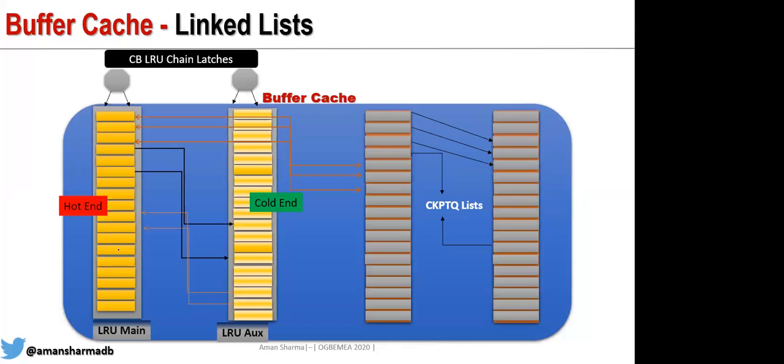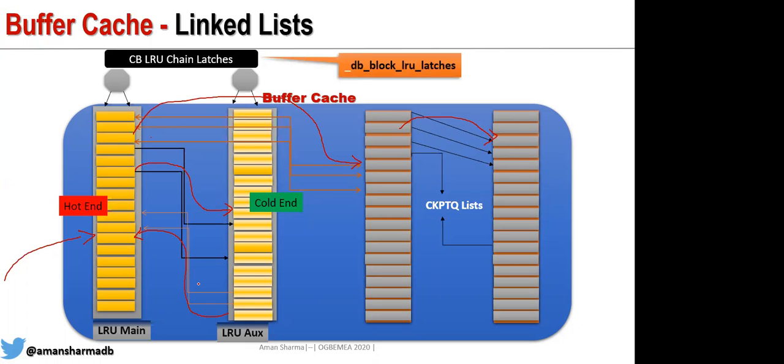So basically what happens, the entire structure is maintained by the LRU chain latches. The buffers are linked to the main list, as you can see. From the main list, the buffers can get detached and get attached to the cold list. They can go back to the main list if you access them again. And if you make them dirty, they're going to be detached from the main list to the checkpoint queue list. And from there, they're going to be available to get flushed out from the system.